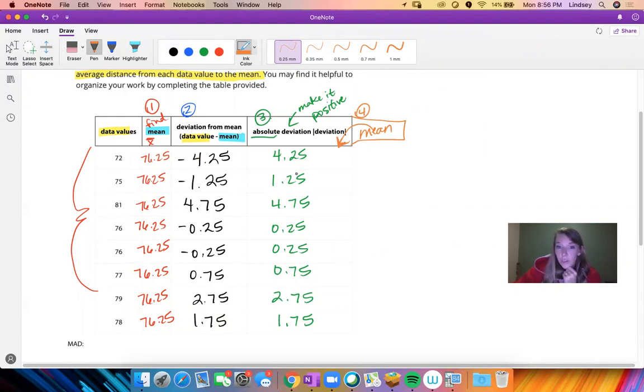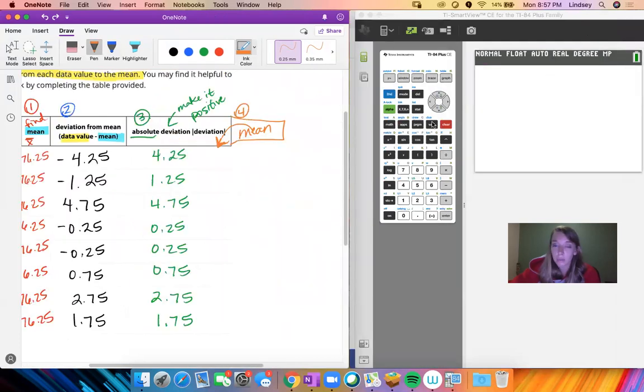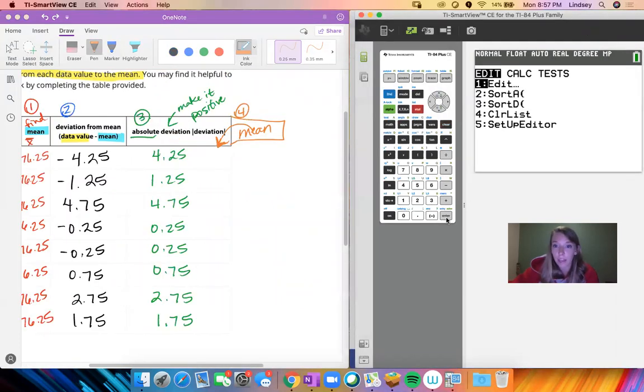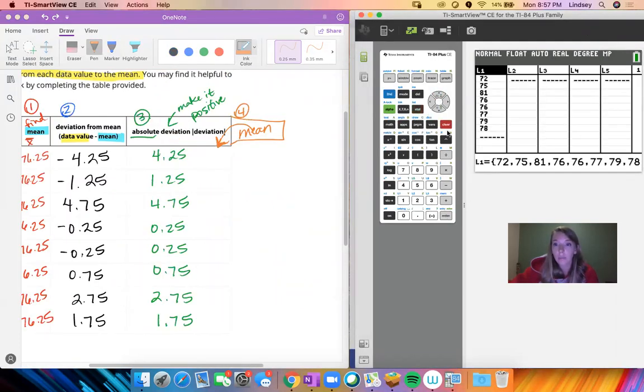Now, you can do that by just taking all these and adding them together, and then dividing them by 8 because I have 8 numbers in my data set. Or if you don't want to risk it, which I never do, I'm going to go back to my list and I'm going to type them in. 4.25, 1.25, 4.75, 0.25, 0.25, 0.7, oops, no.